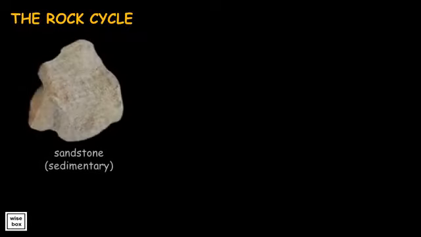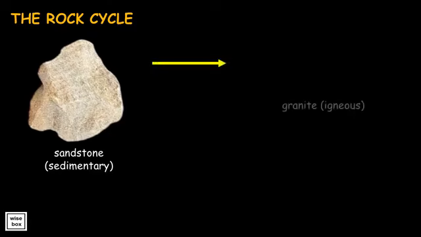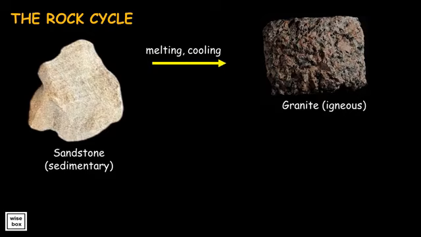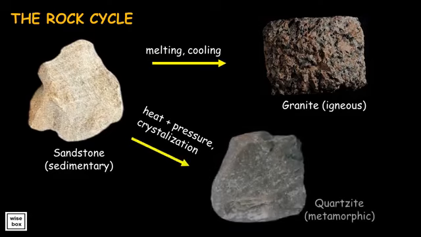Here's another. A sandstone, if it's made largely of quartz, might transform into a granite if it melts, then cools afterwards. But if the sandstone is subjected to very high heat and pressure, so that it recrystallizes in a solid state without melting, it will transform into a quartzite, a metamorphic rock.